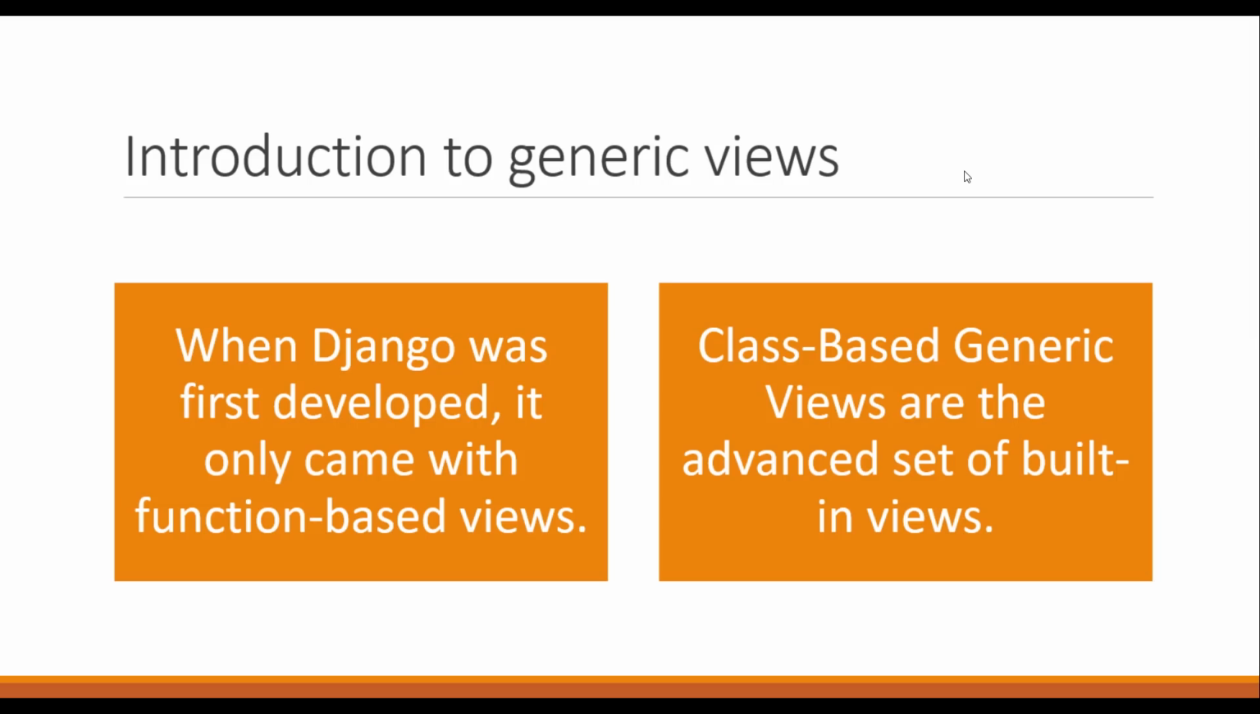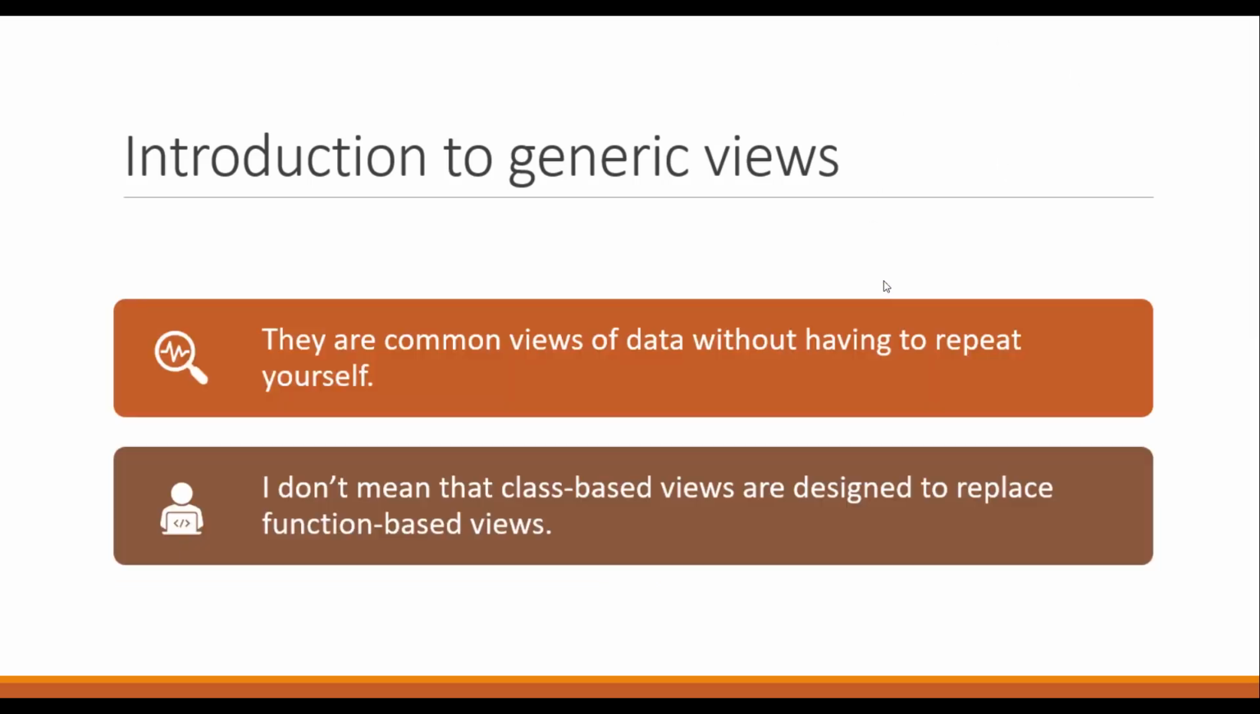So we can say that the class based generic views are the advanced set of built-in views. Basically, they are developed as a shortcut for a common usage pattern, such as displaying the detail of an object. Or in simple words, we can say that they are common views of data without having to repeat yourself. And these class based views provide an alternative way of implementing views in Django. With this, I do not mean that class based views are designed to replace the function based view. This means that it provides the advantages of using the classes in the view.